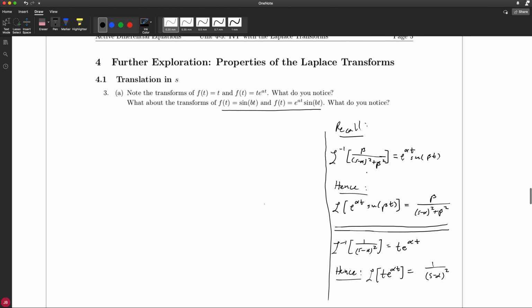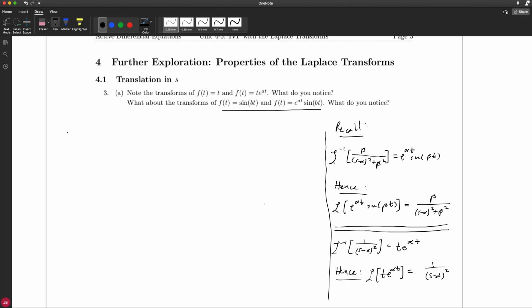And furthermore, you'll notice that because the Laplace inverse of this expression equals e to the alpha t sine beta t, the Laplace transform of e to the alpha t sine beta t must be beta over s minus alpha squared plus beta squared. I never actually showed you how to get that, so now we're going to discuss that right now. Every time you do the Laplace transform, you get a function of s. And I want to make that very clear here.